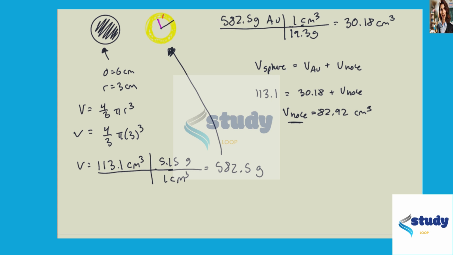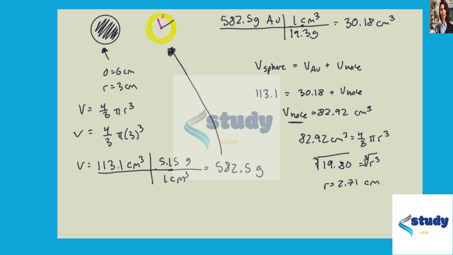So the volume of the hole is 82.92 cubic centimeters. And we can actually put this back into the volume equation and solve for radius. So 82.92 times 3 divided by 4 and divided by pi gives us 19.80 equals r cubed. And you can take the cube root of both of these. So r comes out to 2.71 centimeters.